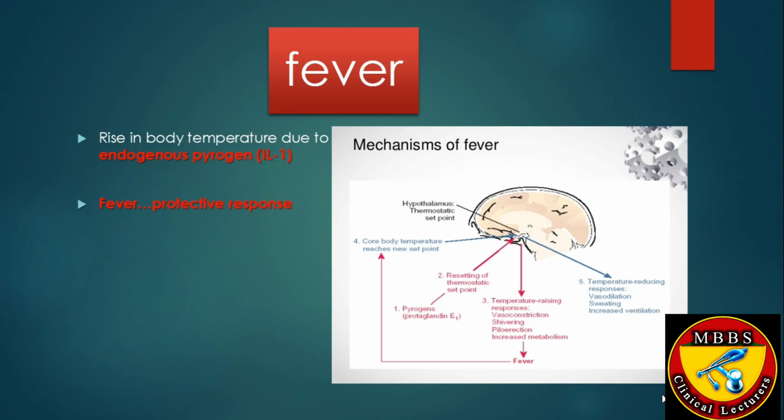Students, you know that whenever we get infection we get fever, because fever is a protective response, and the rise in body temperature is because of endogenous pyrogens. The pyrogens, which are produced from bacteria or viruses or from other organisms, cause prostaglandin E to reset the thermostatic set point in the hypothalamus, and the temperature raising response occurs, which causes vasoconstriction, shivering, piloerection, and increased metabolism. Eventually the core body temperature will reach a new set point, and once that set point is altered, the body will experience high temperature. In the end, the temperature reducing response is also there, like vasodilatation and sweating. But overall, fever is a protective response because at higher temperatures, the growth and metabolism of bacteria is decreased, and somehow it is stopped.